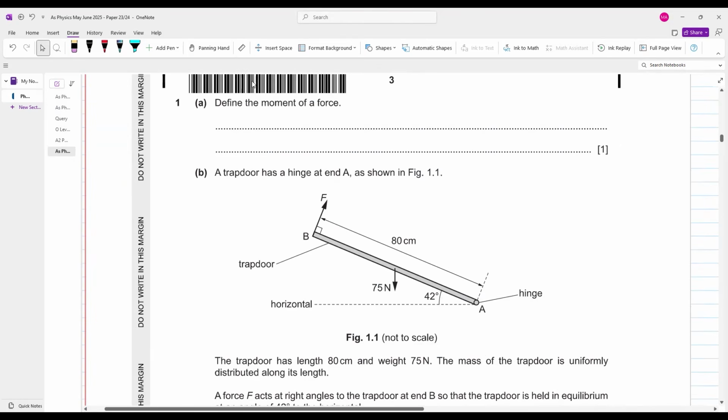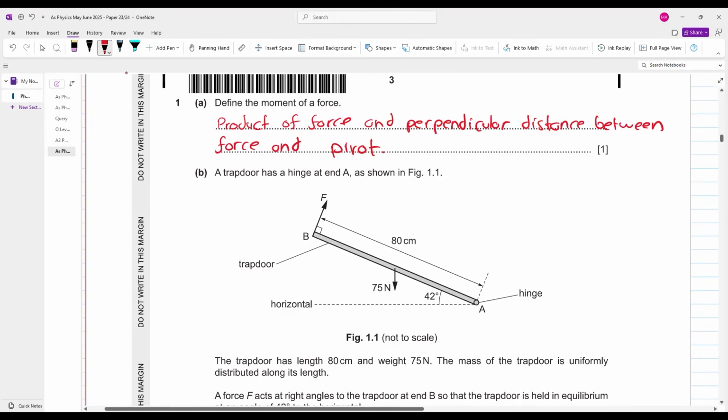Okay, what is moment of a force? Moment of a force is the product of force and perpendicular distance between force and pivot. Simple as that, nothing complicated.